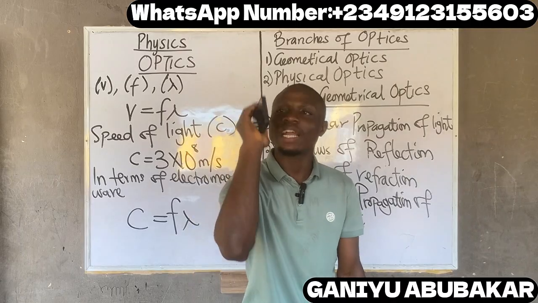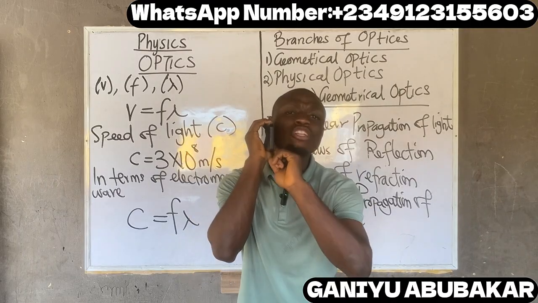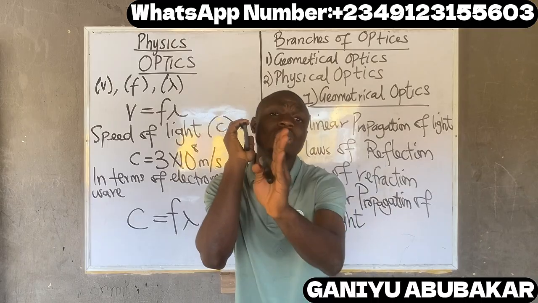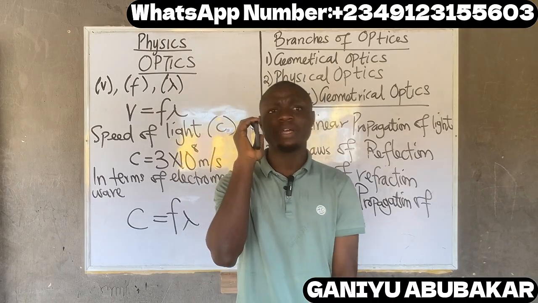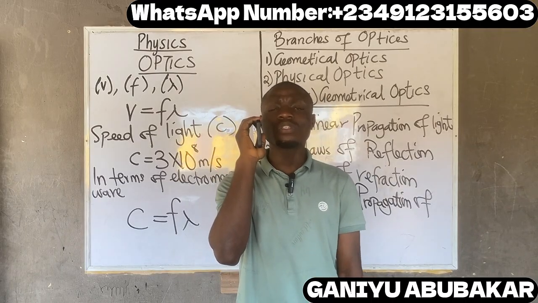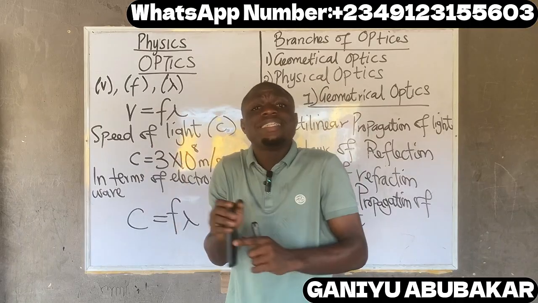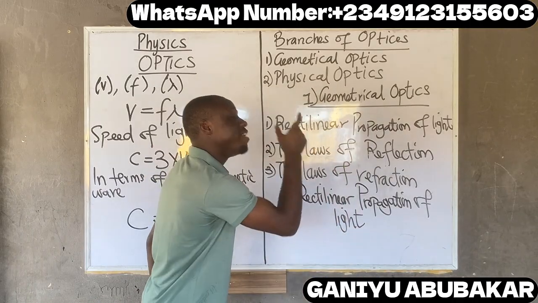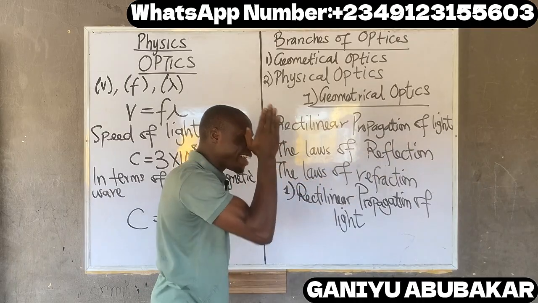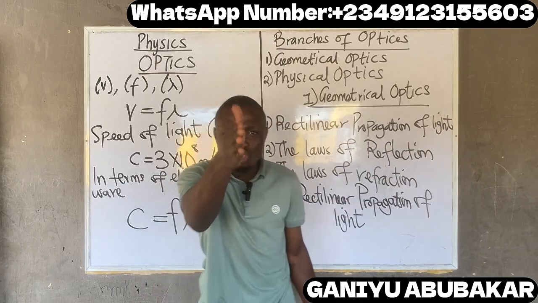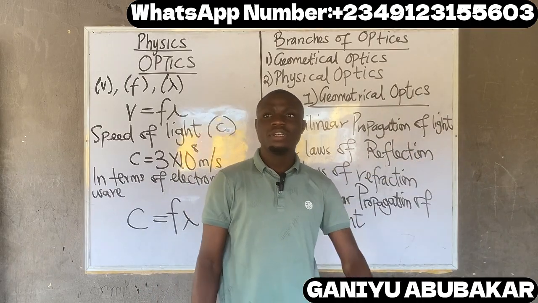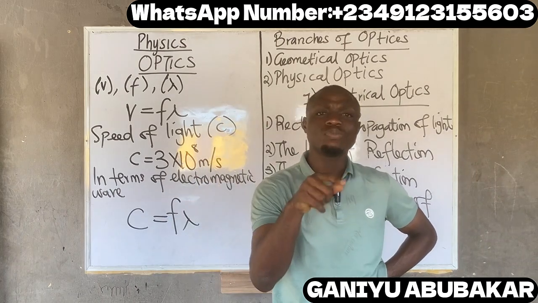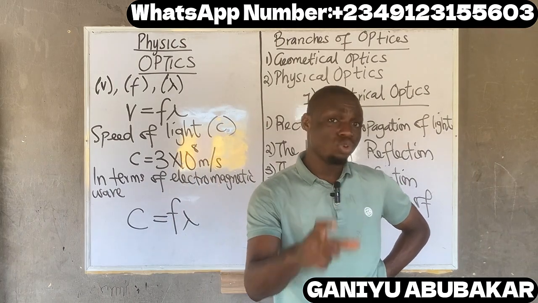So you're having a torchlight here. Your torchlight is meant to focus on the particular direction you are pointing it to. That's the concept there. So a torchlight is a typical example of rectilinear propagation of light, a straight path. That's the torchlight case. Now case 2 is the periscope.